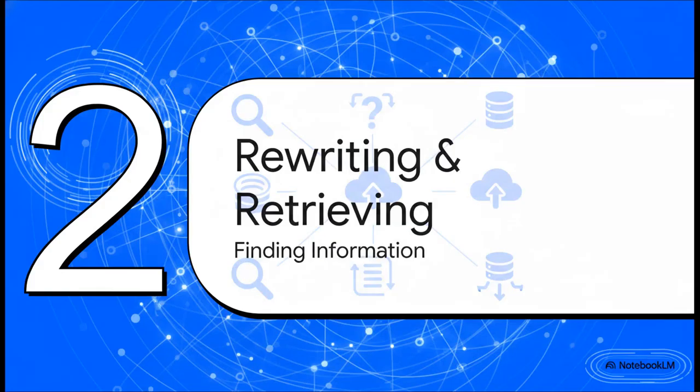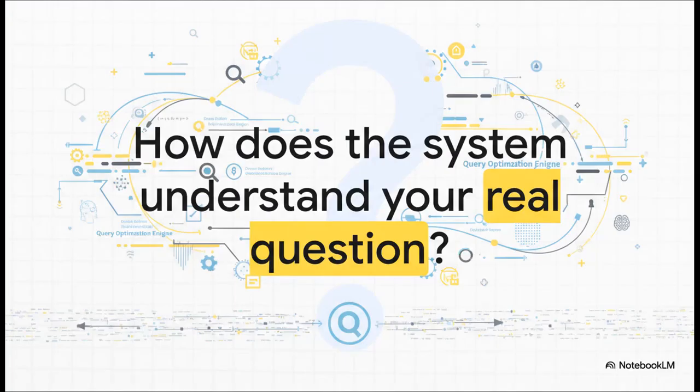Okay, let's get into the nitty-gritty. These first two steps are all about one thing: figuring out what you're really asking, and then going out and finding the perfect piece of data from your company's files to answer it. You see, the process doesn't just start with a simple search. Nope, it begins with this really sophisticated component called the Query Optimization Engine.